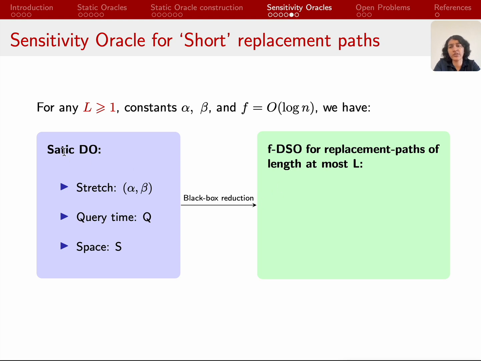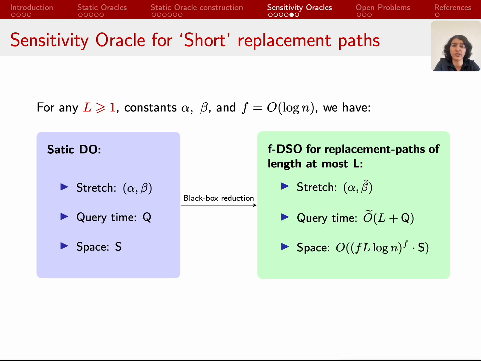So if the distance oracle has stretch (alpha, beta), query time q, and space s, then our FDSO has the same stretch (alpha, beta). Query time is increased by an additive term of L, and space gets increased by a multiplicative factor of L^f, ignoring log and f factors.